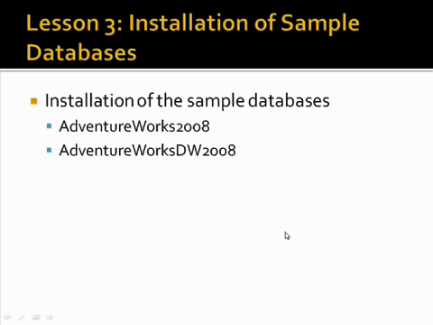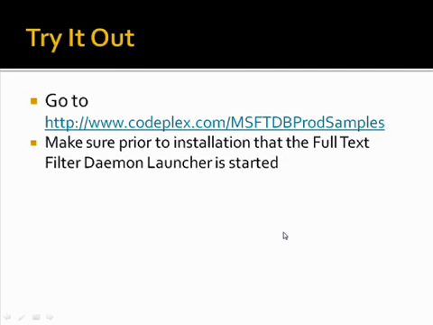In this lesson, we'll show you how to install the sample databases that will be used throughout this book. Those databases include the AdventureWorks 2008 database, which is a relational database which mimics a bike store, and the AdventureWorks DW 2008 database, which is a data warehouse for that same bike store. So let's try it out now.